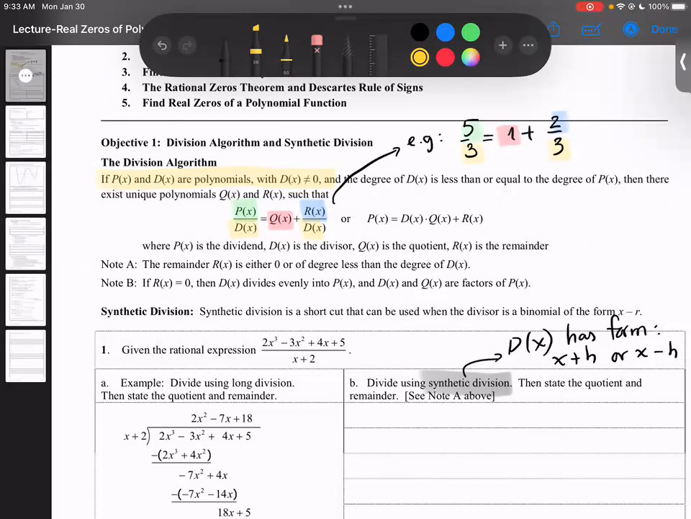In the case the remainder is 0, if r of x is 0, 0 divided by anything is 0, right? So we don't have to write the fraction if your remainder is 0. This is for checking the result. If you take the divisor, multiply it by the quotient, which is your answer, plus the remainder, it should get back to the original numerator. It's not important for this class. What's important is this one. Terminology here: p of x is called the dividend. D of x is the divisor. Q of x is your quotient. And R of x is the remainder.